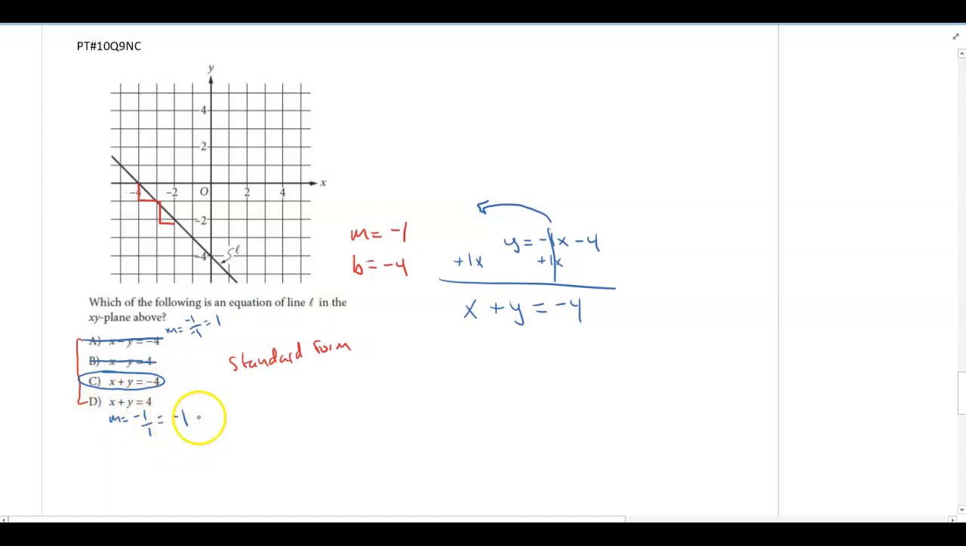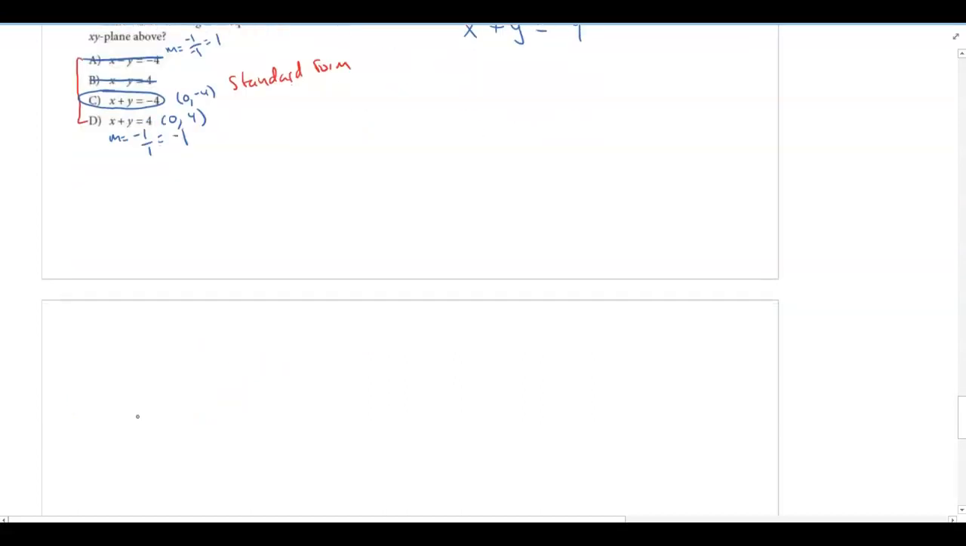So now we're down to these two. Now I'll just find the y-intercept. If I let x equal 0 here, 0, negative 4, this would have a y-intercept of 0, positive 4. Which one matches up? Letter C. That's two ways to approach that problem.